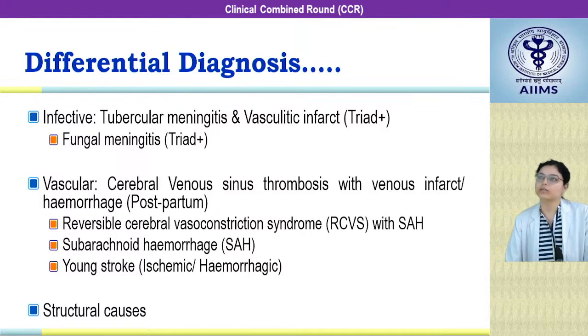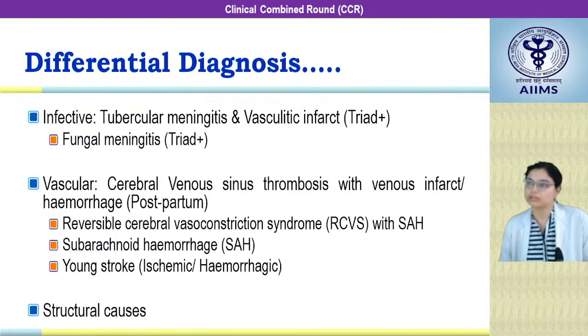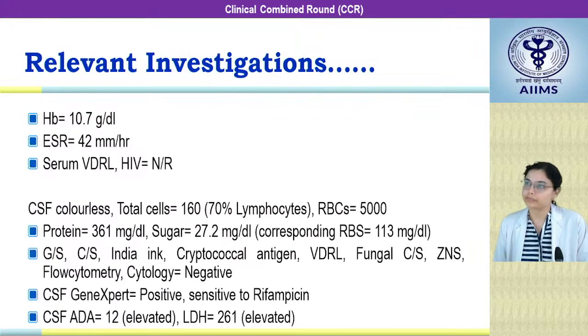From the clinical point of view, the differential diagnosis before the imaging was seen: the highest chance was of an infective cause, which was in the first tier, either tubercular or fungal. Second was a vascular cause since she was postpartum, so sequelae of CVT with a venous infarct or hemorrhage, also a subarachnoid hemorrhage due to RCVS or other causes of stroke in her. And the last cause was a structural event.